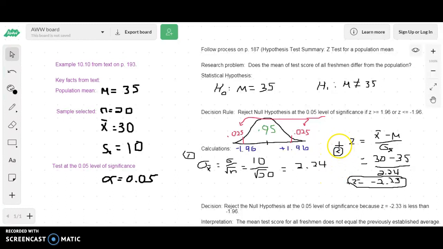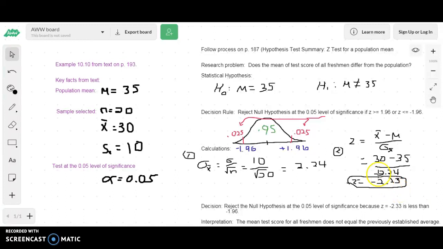The next calculation we need is to find the z-score to compare to this 1.96 or negative 1.96. This is the z-score from our sample. To find that, we take the sample mean, subtract from it the population mean, and divide by the standard error. In this case, we had a sample mean of 30, minus the 35, which was the population mean, and we divided it by the 2.24, which was our standard error. This is the key thing we need to not forget. That gives us a z-score of negative 2.23.